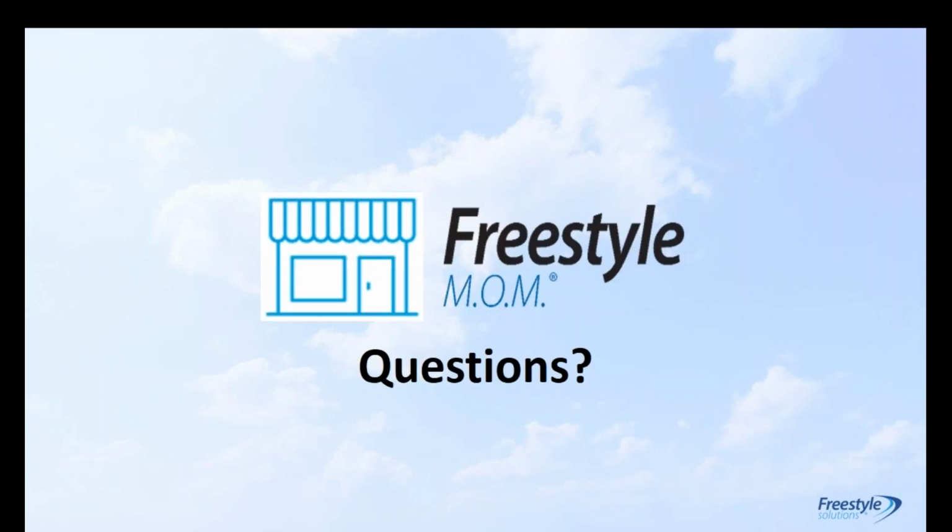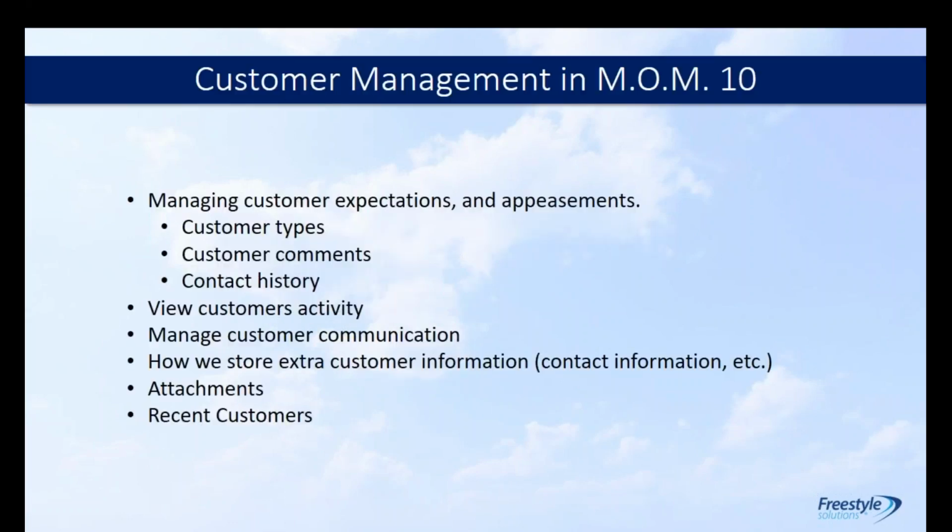Okay, once again, thank you Ian, for showing us that. We're going to go into one of our final views of M.O.M itself. We're going to go in and talk about customer management. Obviously, we're going to look at managing the different customer expectation and appeasement by looking at the different customer types and type codes that we can handle here in M.O.M. Mention and handle customer contact history, and also look at the comments made for that customer. We'll also be looking at viewing the customer's activity, what they've done last within using the system itself, or placing orders, getting contact, stuff like that.